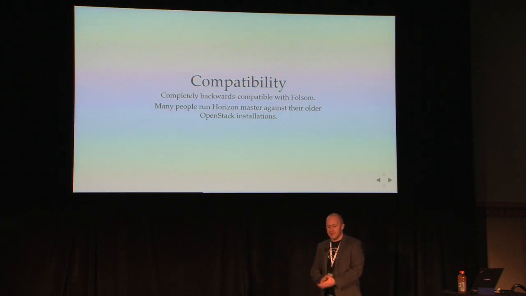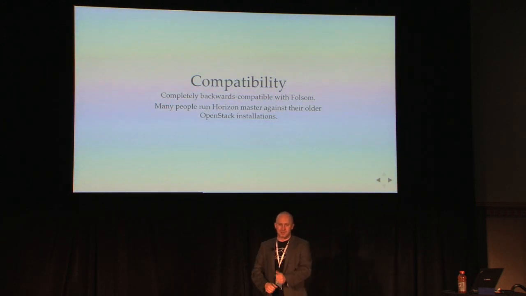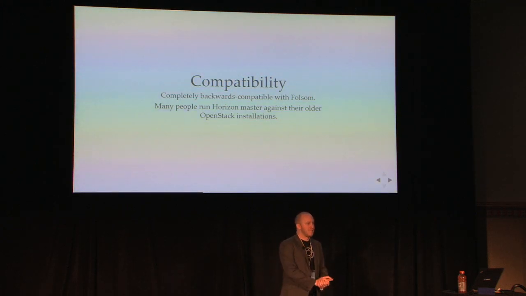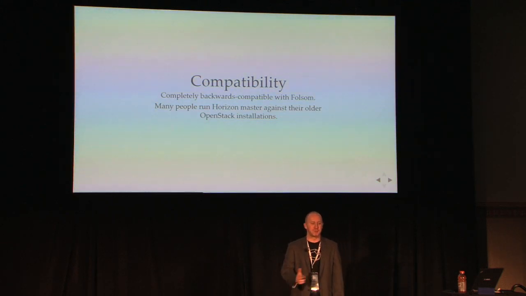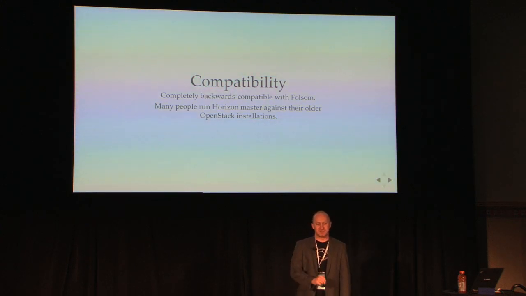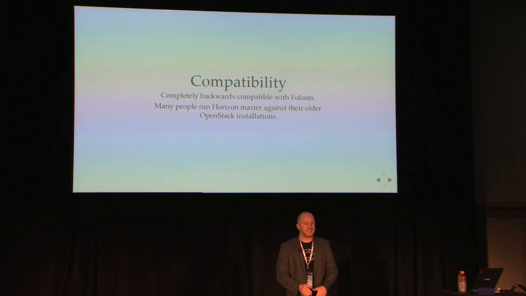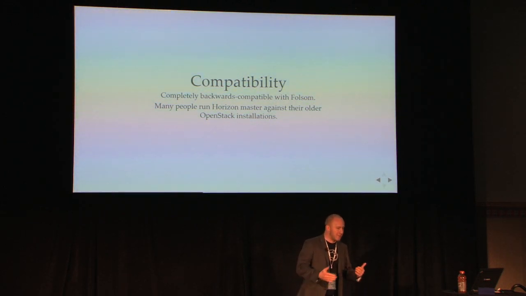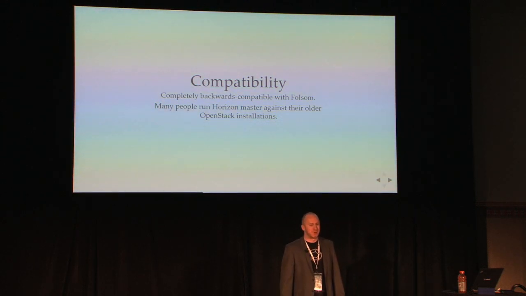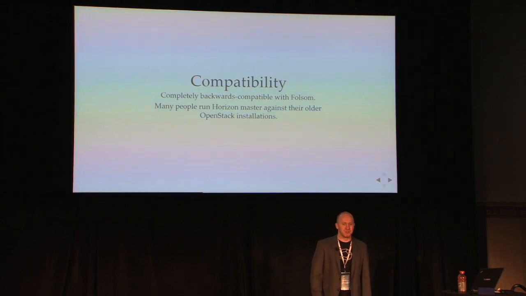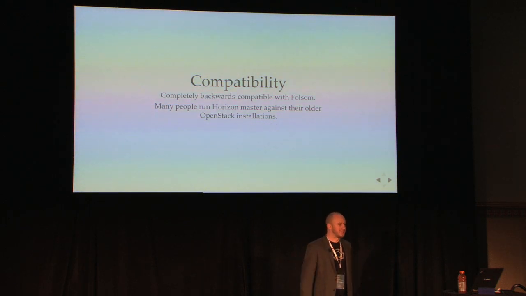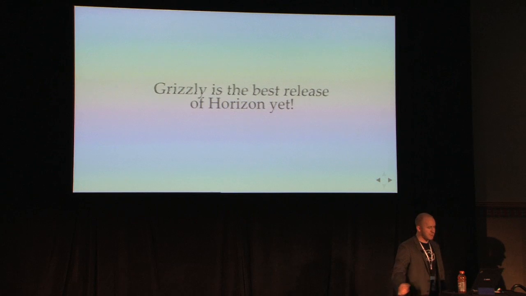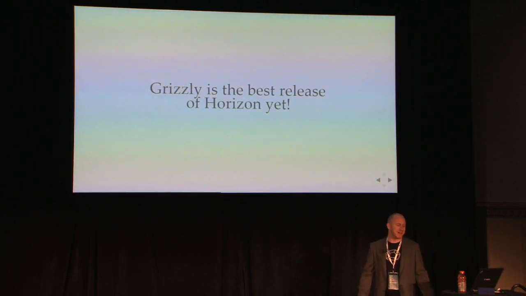I do also like to make the point that in both Folsom and Grizzly and going forward into Havana, Horizon is the only project in the core OpenStack that can actually claim full backwards compatibility with the previous release. So I know a lot of people who actually run Grizzly Horizon against Folsom everything else, or Folsom Horizon against Essex everything else, because it works. All the features are there. There may be minor discrepancies, things that work more or less as intended, but we actually do have compatibility, which is a big source of pride for me. And of course, Grizzly is the best release of Horizon yet.